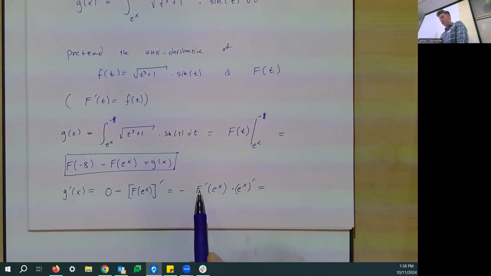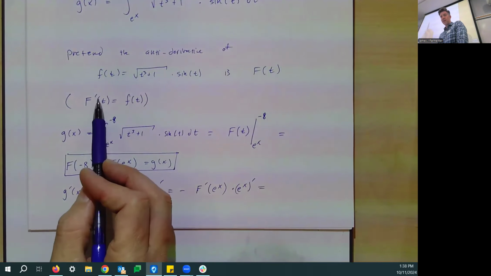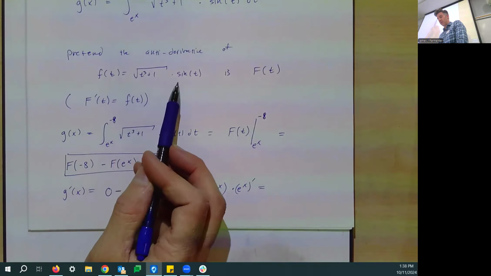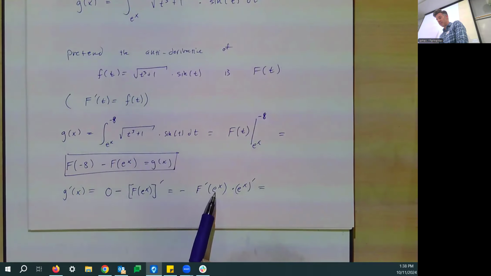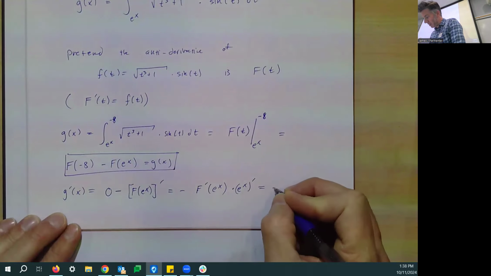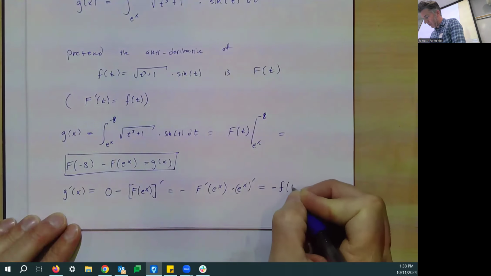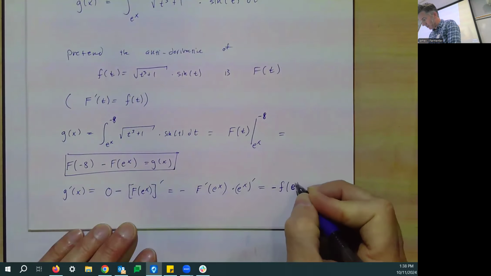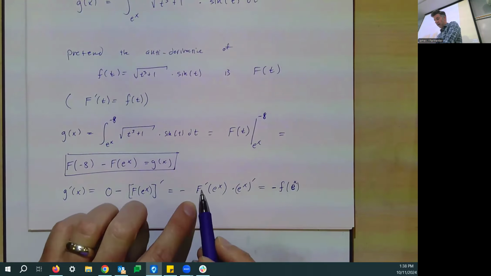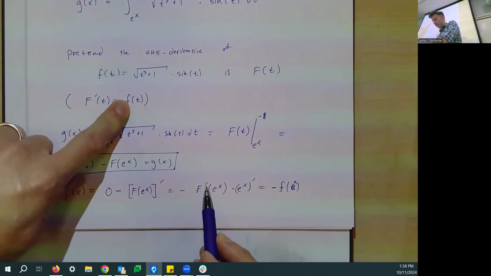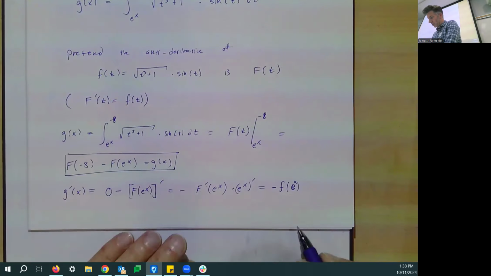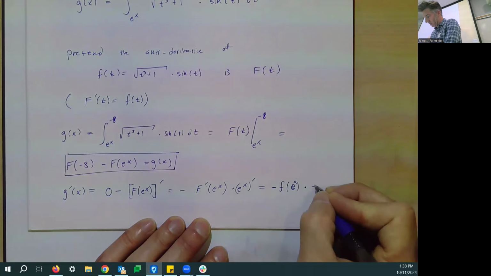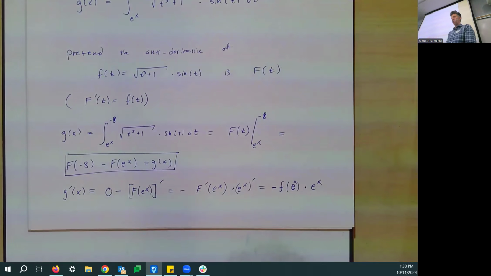I know that the derivative of capital F is my little f, which is the square root of t cubed plus 1 times sine of t. But now I'm plugging in e to the x. So that's going to equal negative little f of e to the x, apologies. Right, I'm just replacing capital F prime with lowercase f. They are equal to each other. And then I'm still multiplying by the derivative of e to the x, which is annoyingly just e to the x. So there, I took the derivative.